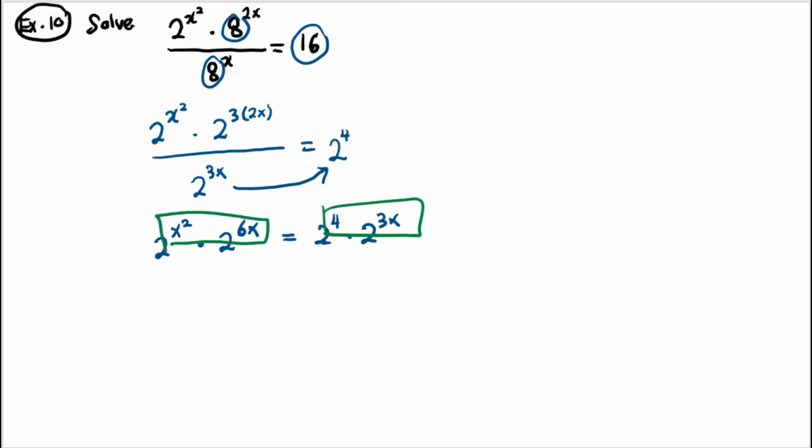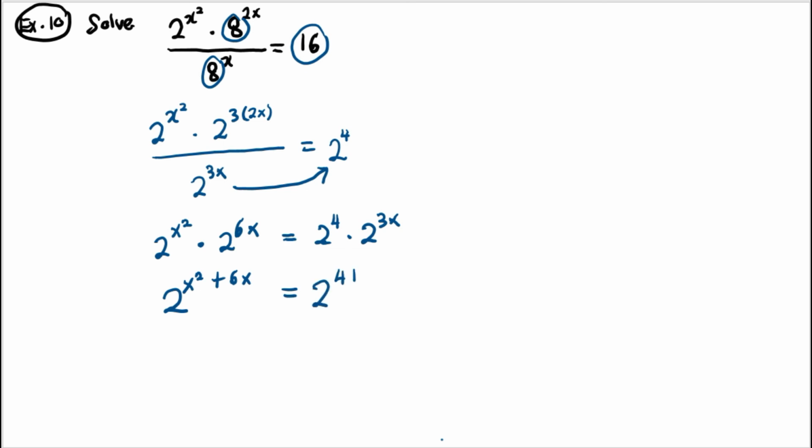That is wrong. When you have a base and an index with the same base, when you multiply, you have to add the index. So you just need to consider this part. We have 2 to the power of x squared plus 6x, and now on the right side I'll have 2 to the power of 4 plus 3x.